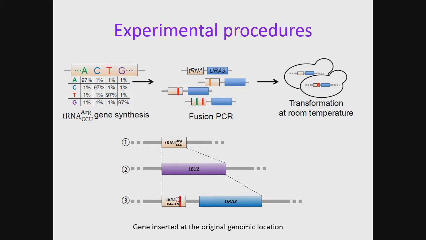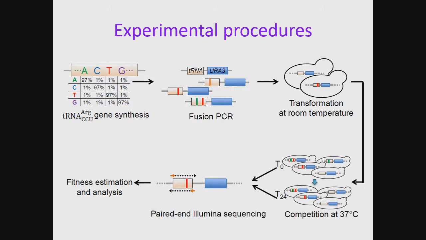And then I collect 100,000 colonies at room temperature. Room temperature is great in this circumstance because at room temperature, the wild type and deletion grow very similarly, which allows a very fair representation of these variants. And then the whole pool of colonies was subjected to competition under high temperature challenge. And then the pool before and after competition was sequenced using paired-end Illumina sequencing.